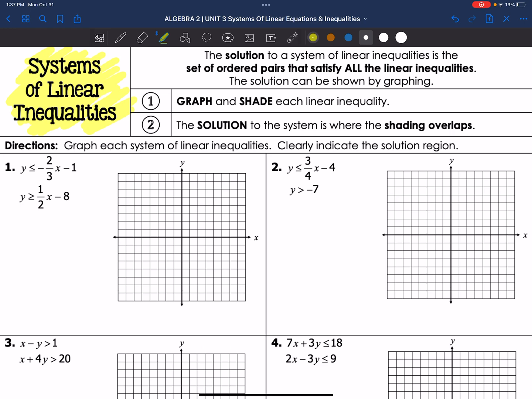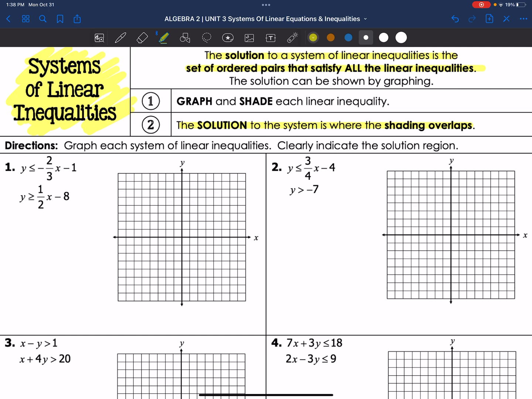So like it says here at the top, the solution to a system of linear inequalities is going to be the set of ordered pairs that satisfy all the linear inequalities. And the solution can be shown by graphing. So let's look at these steps. Pretty short and sweet. First step, just to graph and shade each of the linear inequalities. And then step number 2, where that solution region is, the solution to our system is where the shading overlaps.